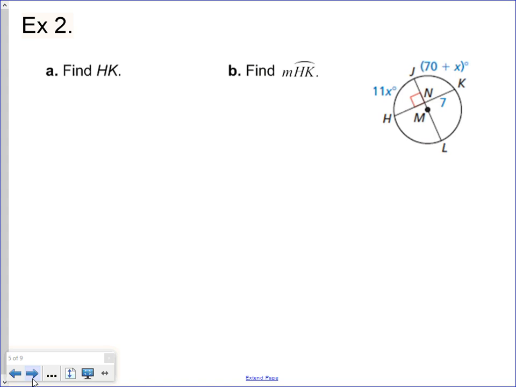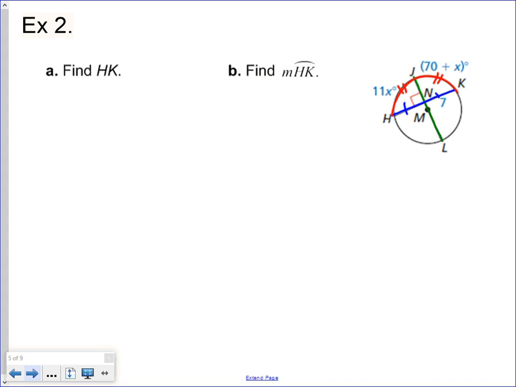I've heard from Jordan today. Thank you, Jordan. I've heard from Sam. Kylie? JL is the diameter because it goes through the center. HK is just a random chord. So since the chord and the diameter are perpendicular, since they intersect at a right angle, that means the chord is being split into two equal halves, and this arc that it's intersecting is also being split into two equal halves. Okay?